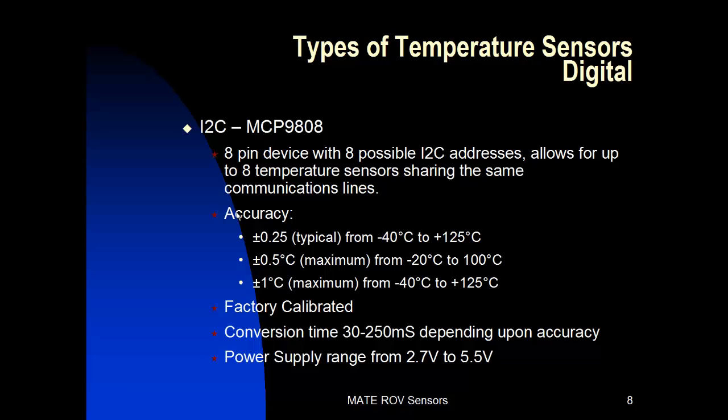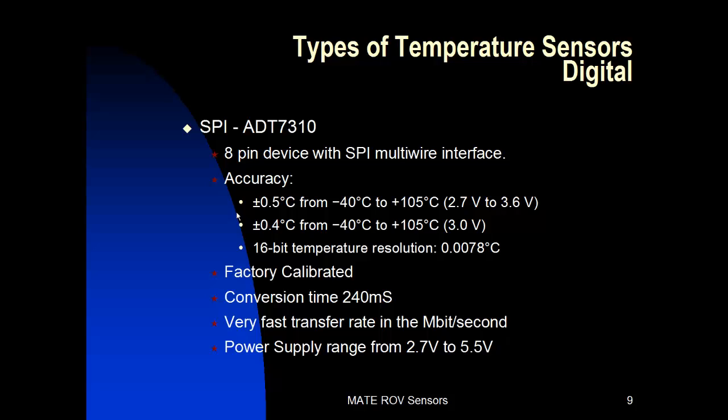You can see the accuracy there, again factory calibrated, a little faster conversion time and a little wider power supply range. Finally, there's another digital interface called an SPI, and with this part we've got an ADT7310 8-pin device. Very good accuracy, and this is a 16-bit converter, so you get very fine temperature resolution. Again, factory calibrated, conversion time 240 milliseconds.